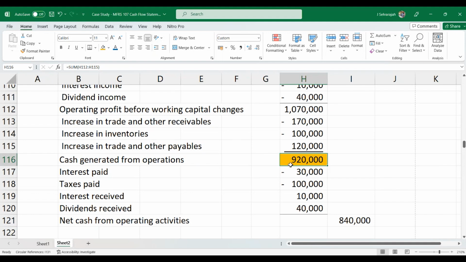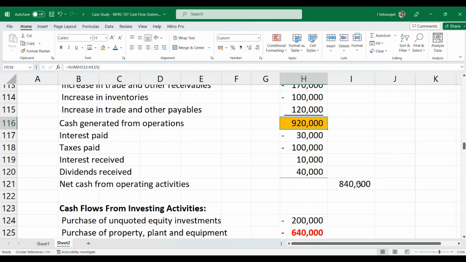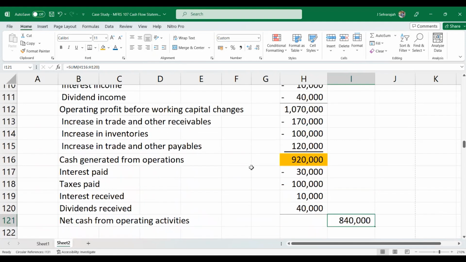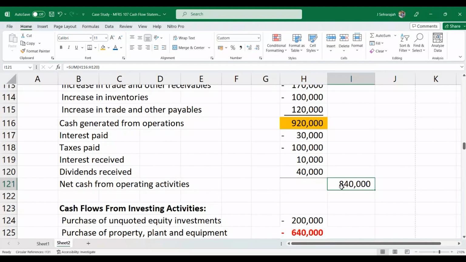So dividend is an operation income here, from something you invest in. If you want to treat it as operation, then you treat it as operation. If you want to treat it as investment, you can treat it so. There is no hard and fast rule. So this one is 40,000. So you get 840,000. That's the net cash from operating activities. What was the original figure? 900. After that, you find that you only get a net cash of 840.